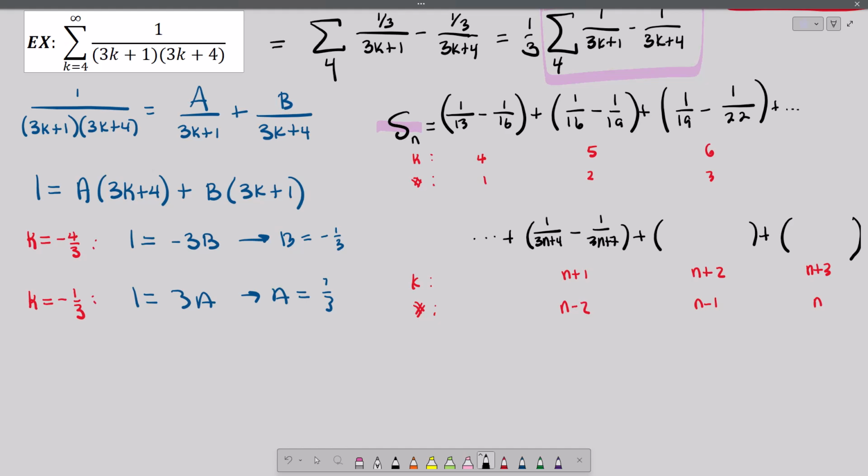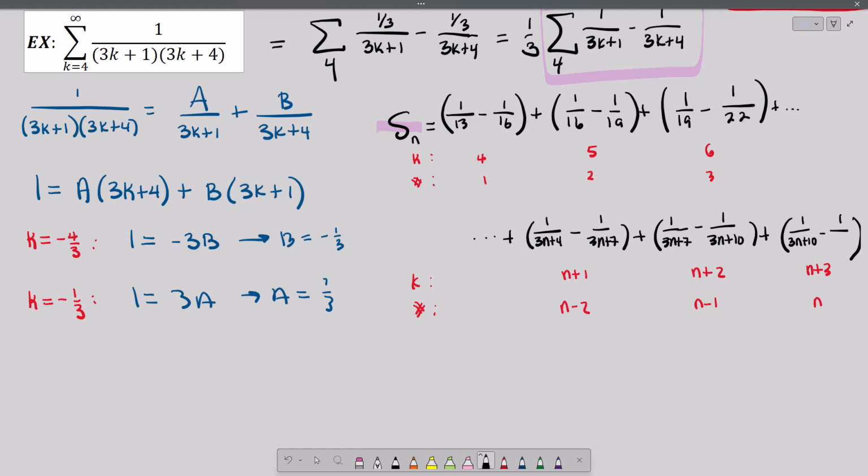That's going to be 3n. So multiply this by 3. 3n plus 6 plus 1. So 3n plus 7. Plug in n plus 2 right here. That's 3n plus 6 plus 4. So 3n plus 10. n plus 3 right there. n plus 3 times 3 is 3n plus 9. Plus 1 is 3n plus 10. So 1 divided by 3n plus 10.